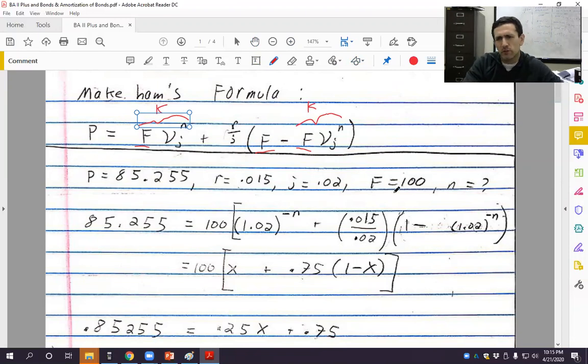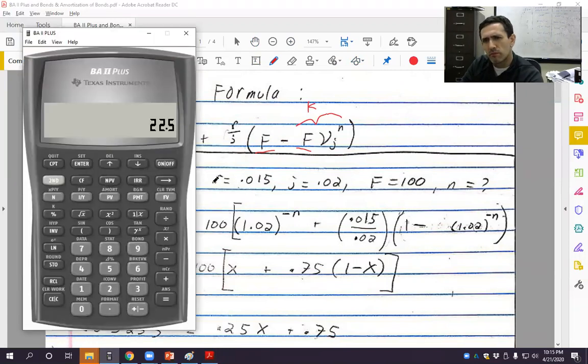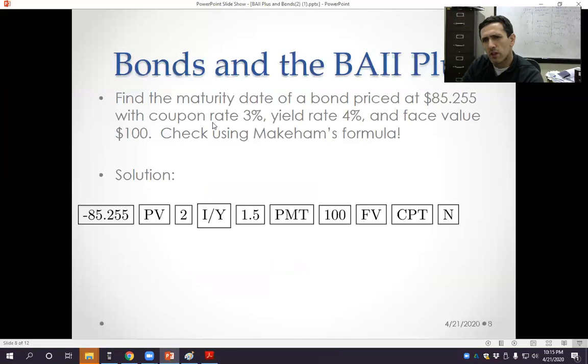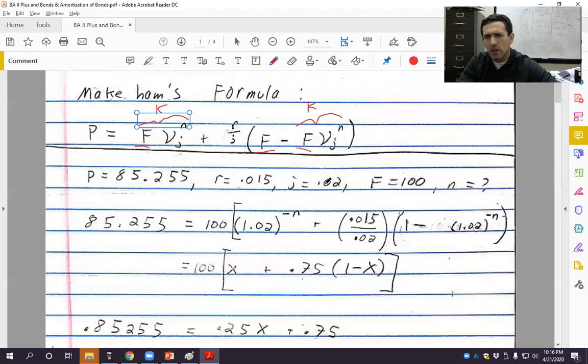So we have all this information from before. Again, go back to this. R is just the coupon rate as a decimal over 2, because it's given as a semi-annual nominal rate. And the yield rate, again, is just this value as a decimal over 2. So it's 0.015 and 0.02. Okay, so we just plug everything in.